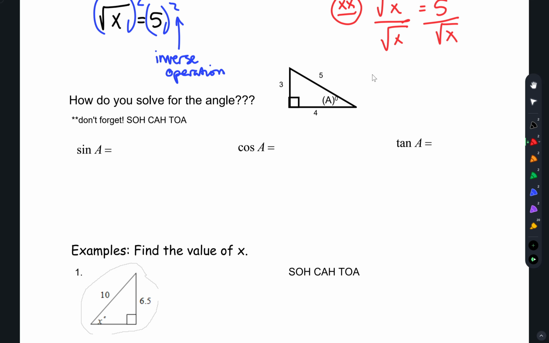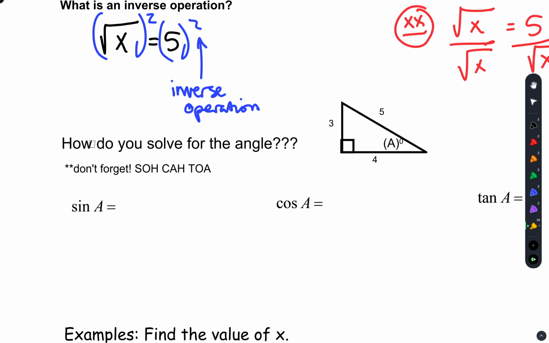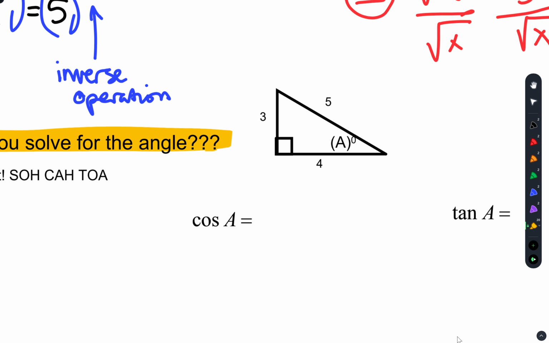So let's take a look at this triangle. In today's lesson, we are finding missing angles. Yesterday, we were focused on finding missing sides. Today, it's all about angles. So the angle that I'm looking for is A. We usually use capital letters to indicate angles. So if you see a capital letter, that's usually the angle. In relation to A, 3 is the opposite, 5 is the hypotenuse, and 4 is the adjacent.